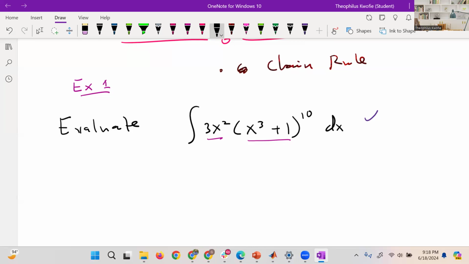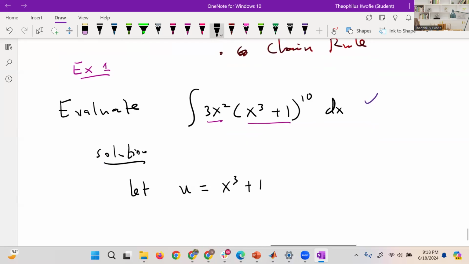Solution. What we'll do is say, let u be equal to x to the power 3 plus 1. And why do we do so? Because when we differentiate x to the power 3 plus 1, we get 3x squared. So you always have to think about it this way: we have two functions, now which of them is the differential of the other? That is the first step.